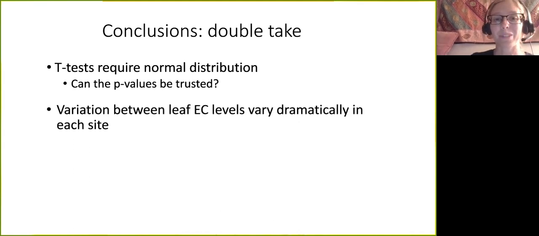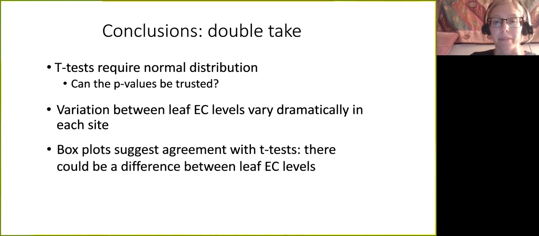The variation between the leaf EC levels between each site varies a lot, and I think that's something worth exploring more as well. I would like to know more of why that's happening. But one other thing, the box plots do suggest some agreement with the t-test. There could be a difference between the leaf EC levels. So I don't think we should throw the t-tests out completely. I think more exploration would be great.